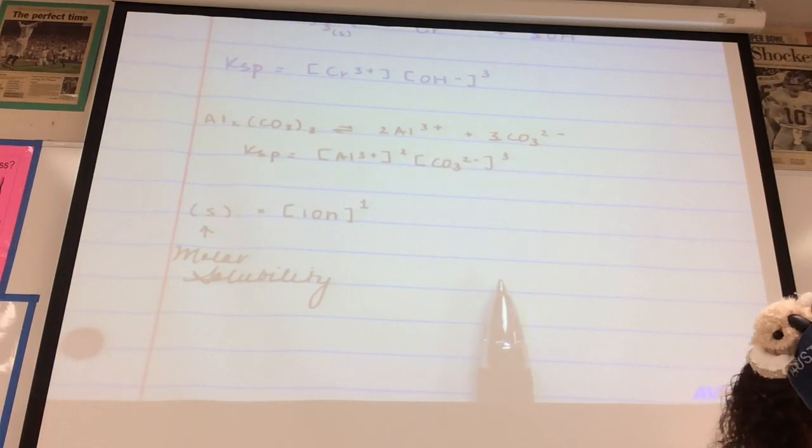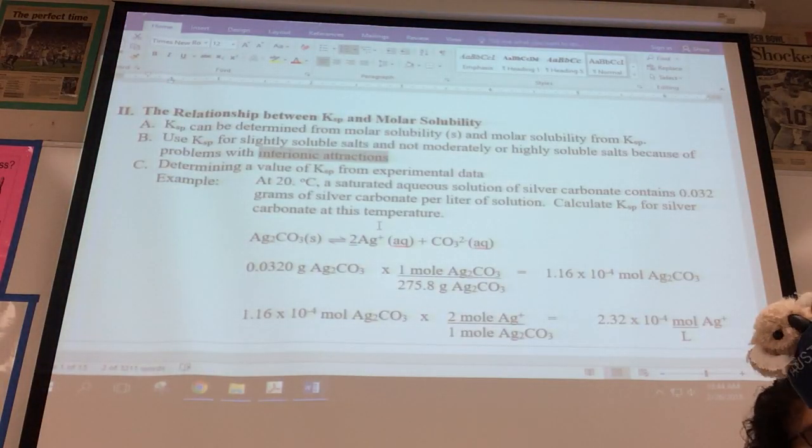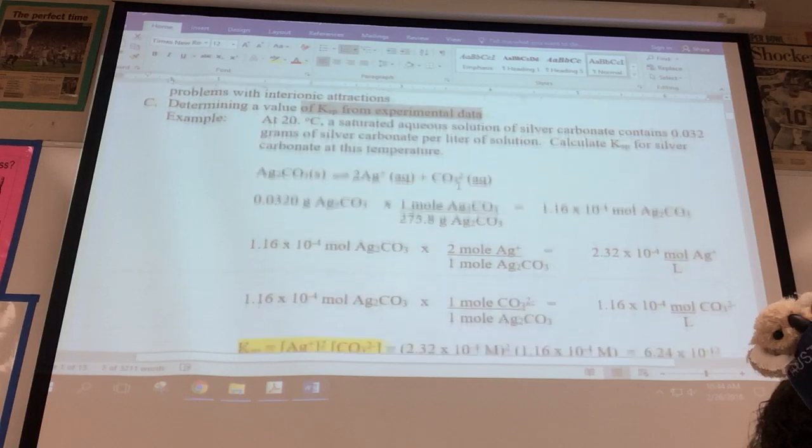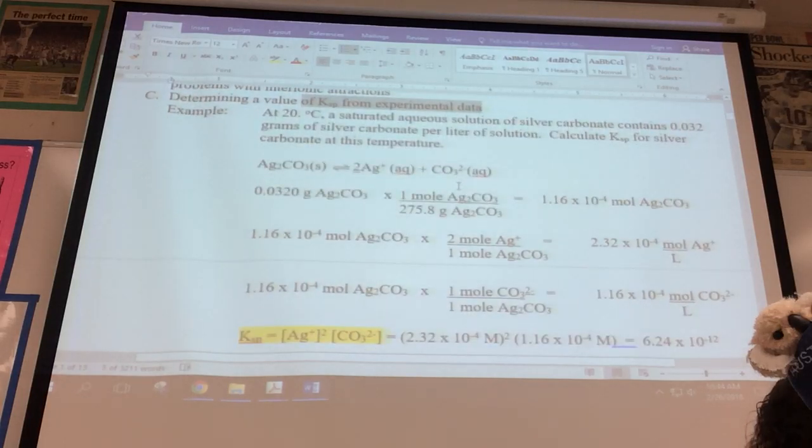So we're only going to deal with slightly soluble salts here. So no group 1 containing compounds, no nitrate containing compounds, no ammonium containing compounds. We can calculate KSP from data, and that's shown here. We'll look at this one, and then we'll walk through a fresh one.